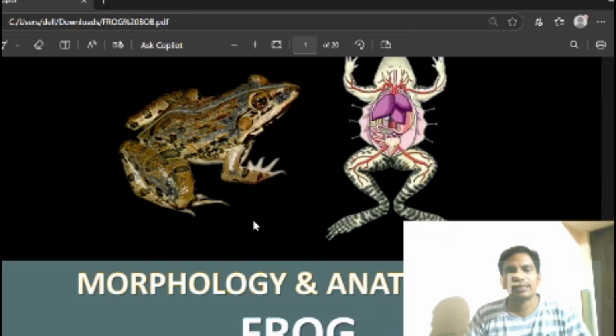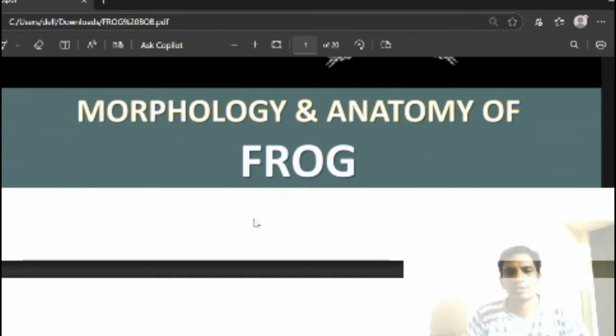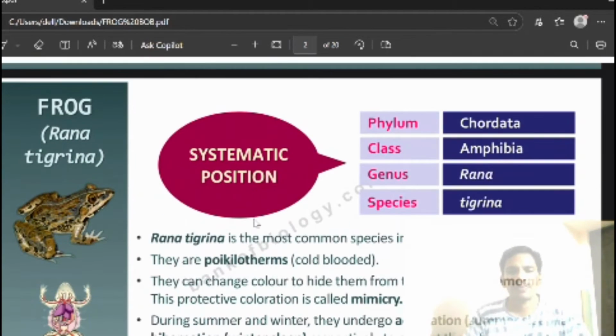See here, frog belongs to phylum Chordata, class Amphibia. You know that this is a vertebrate. Genus Rana, species tigrina. So Rana tigrina is the most common species available in India.